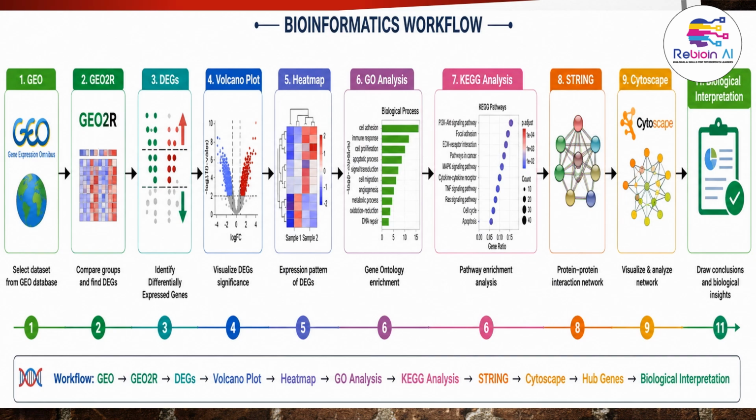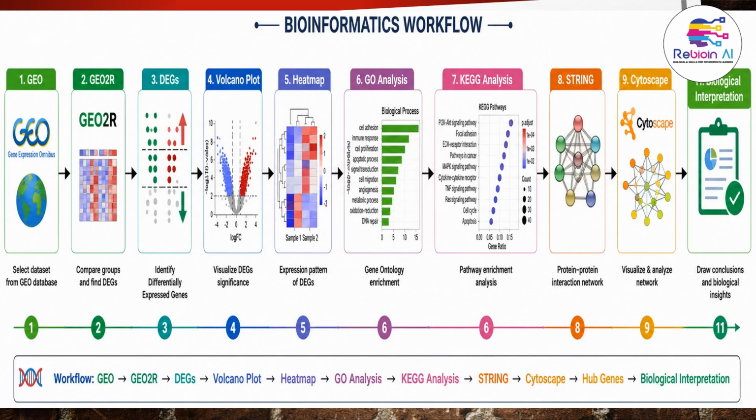Step 2. GEO2R. Next, we use GEO2R, an online analysis tool that compares two groups, such as disease samples and healthy controls, to identify differences in gene expression. Step 3. Differentially expressed genes, DEGs. From this comparison, we identify differentially expressed genes, or DEGs. These are genes that are significantly upregulated and downregulated between the two groups.